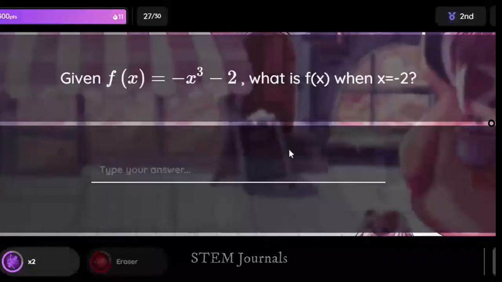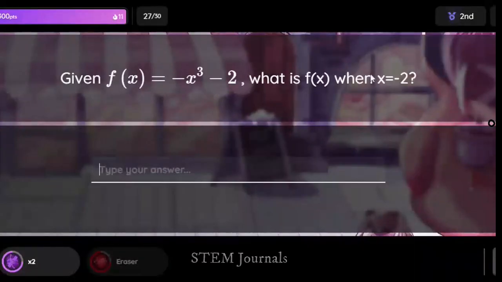Ayan. So, function, substitution pa rin siya. Kapag may binibigay sa inyong given, substitute nyo lang yan and then simplify. Given f of x equals negative x raised to 3 minus 2. So, what is f of x when x is negative 2? Ayan. So, papalitan lang natin siya.